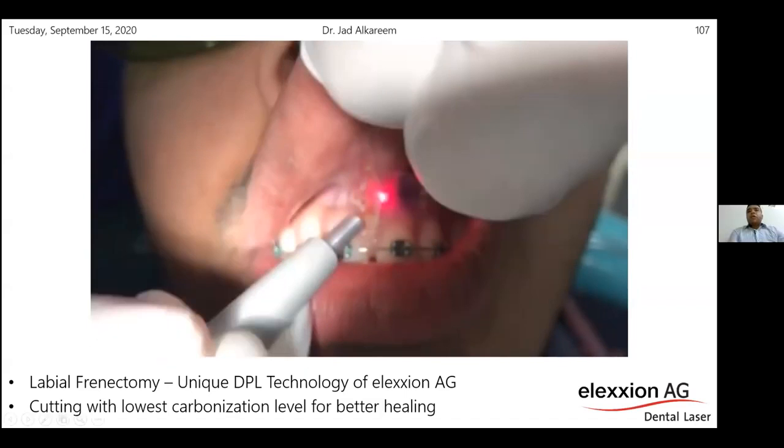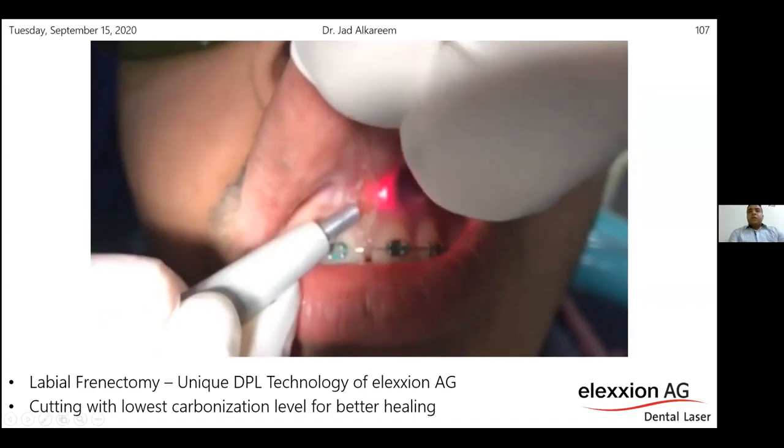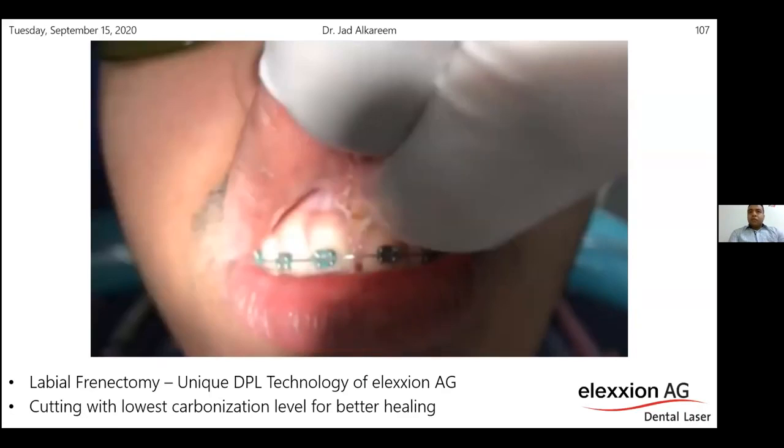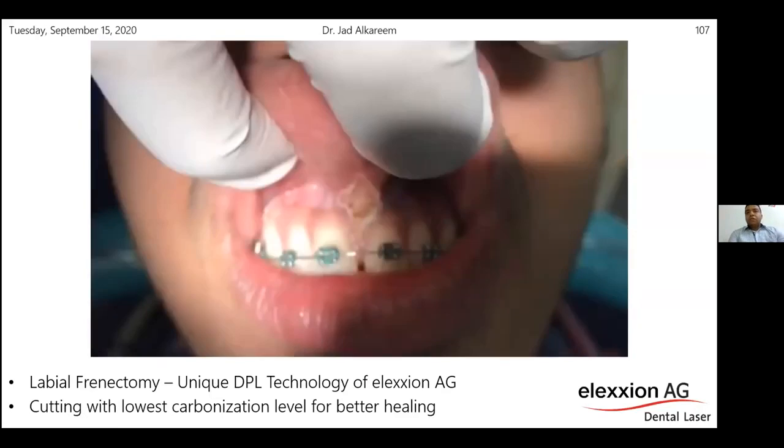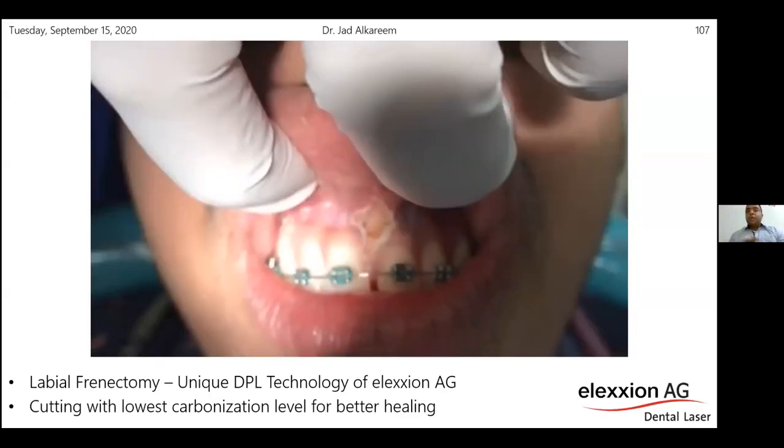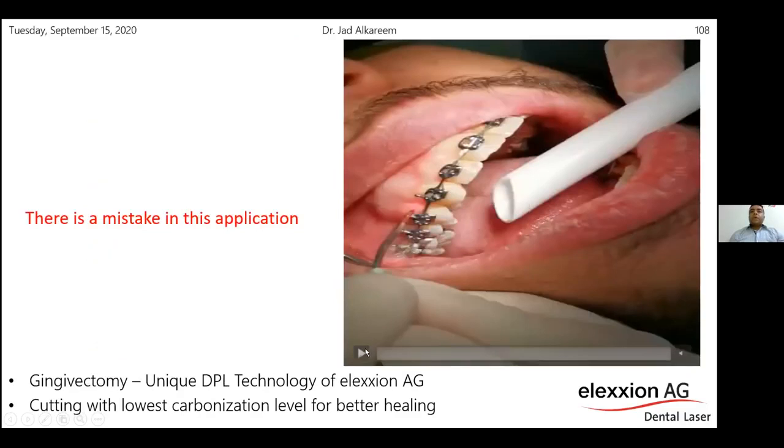So during the cutting, you can see that we have very little carbonization because we deliver a high amount of energy through the DPL technology with a very, very short pulse duration. Here is another case.